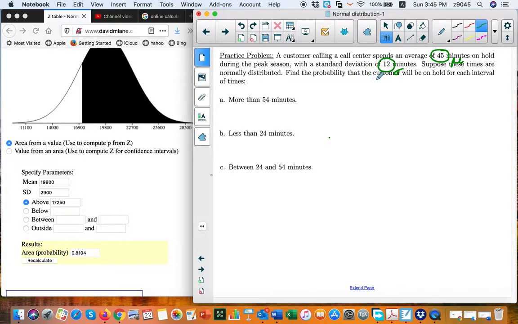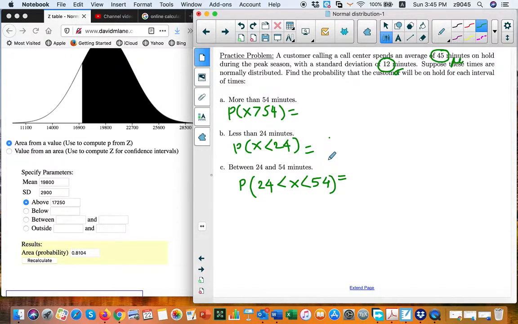Find the probability that the customer will hold for each interval of times: more than 54, so probability of X greater than 54 is to be calculated here; probability of X less than 24 here; and the probability of X lying between these two is something which we need to calculate in this question. Let's use the calculator for calculating the values.